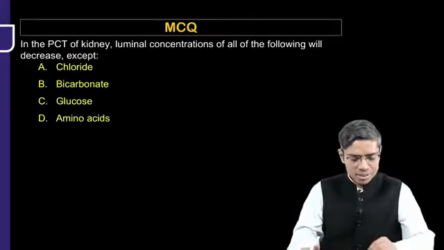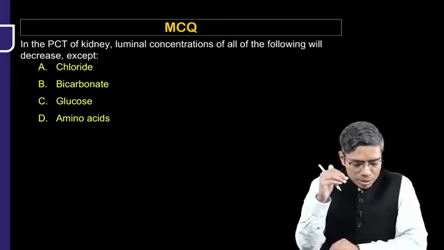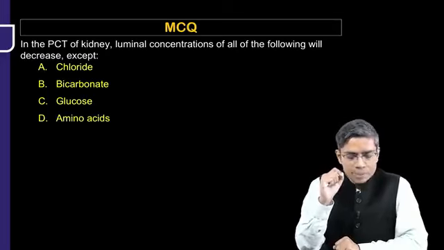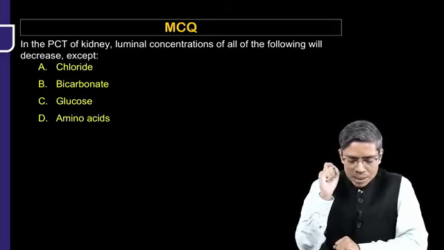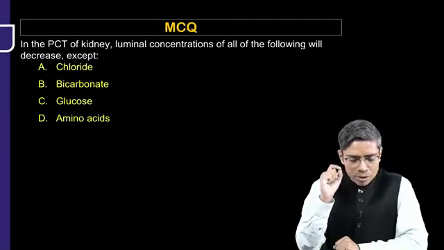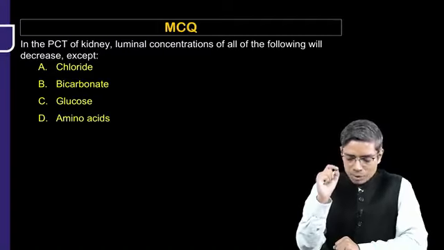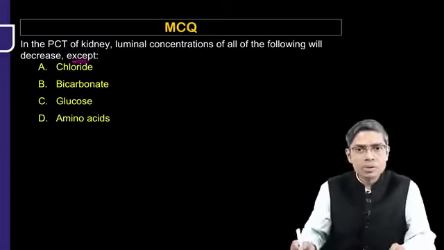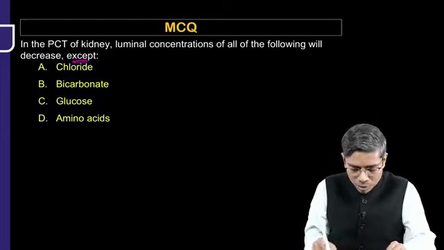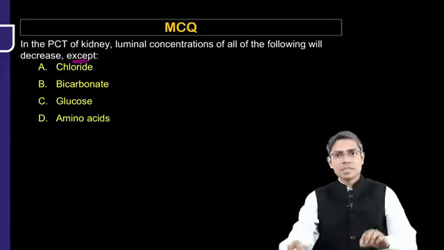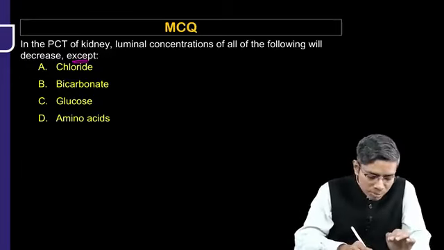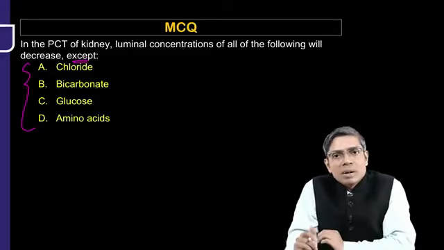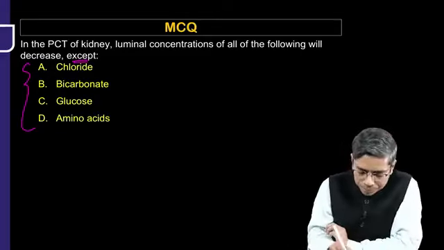Okay. Now next is a question about the tubular functions. In the proximal convoluted tubules, or PCT, of the kidney, the luminal concentration of which of the following will decrease? All of the following will decrease except. So the question is very critical. Except is the question. That means they are asking which of these substances will have an increase in concentration at the end of the proximal convoluted tubules.